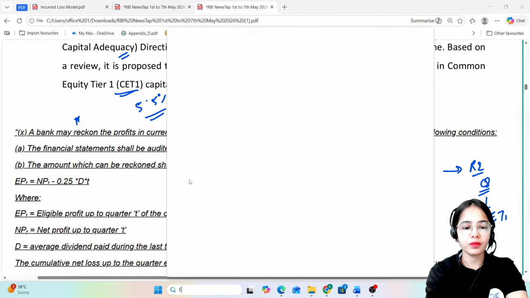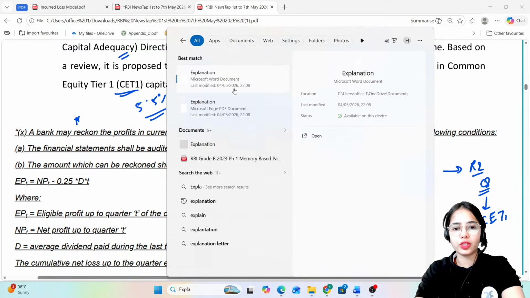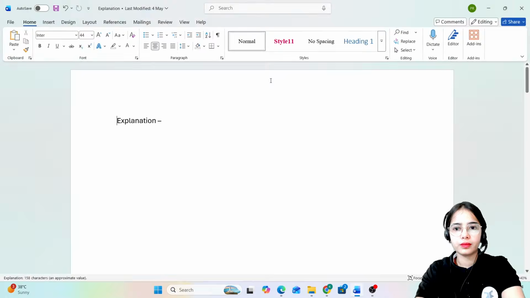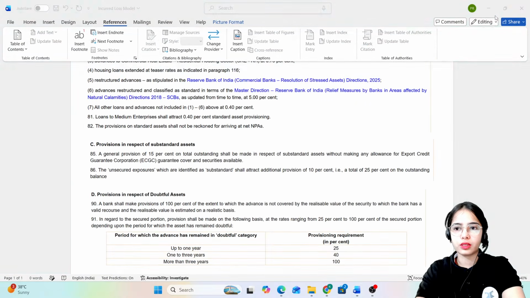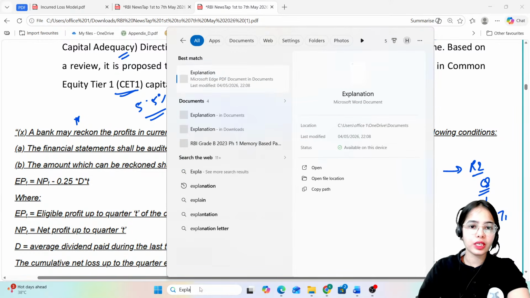Okay, let me just open the additional document. Just a second. So any confusion till now, anyone?